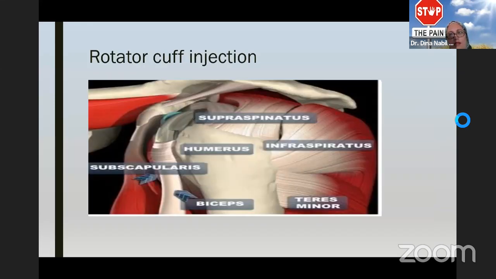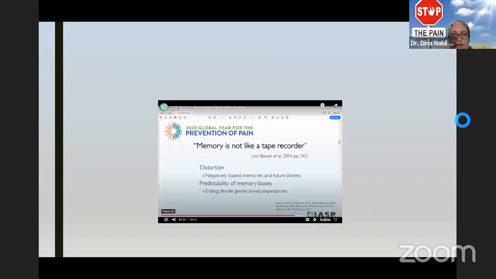These are some protocols that can be used for pain management, and I'll stop right now. Thank you.